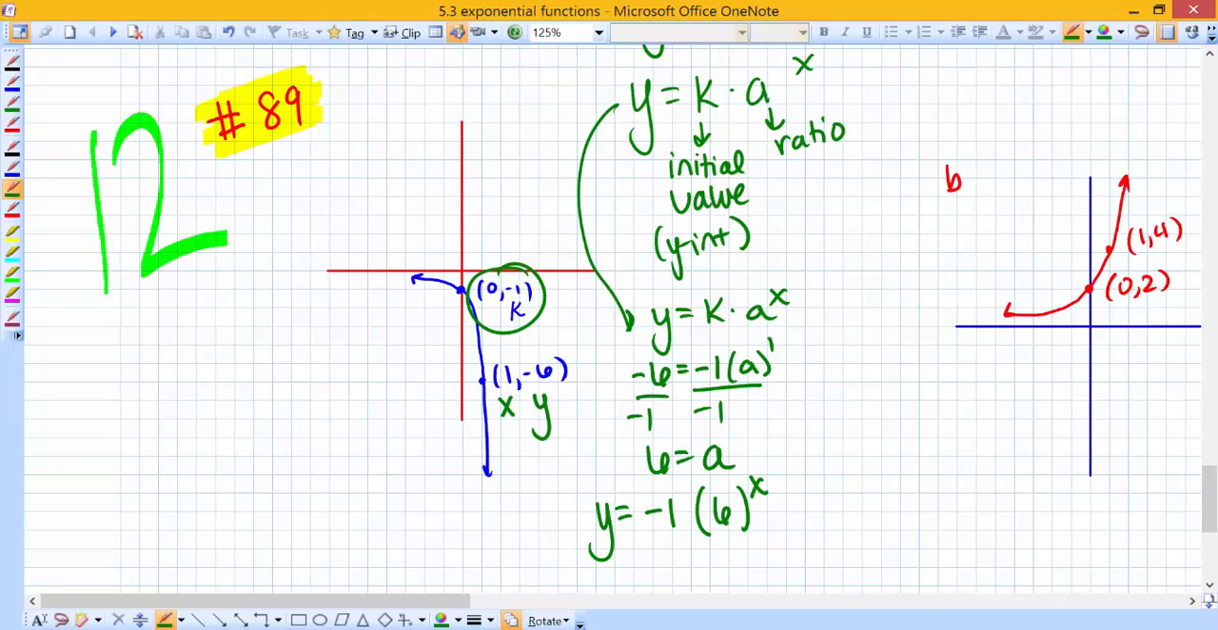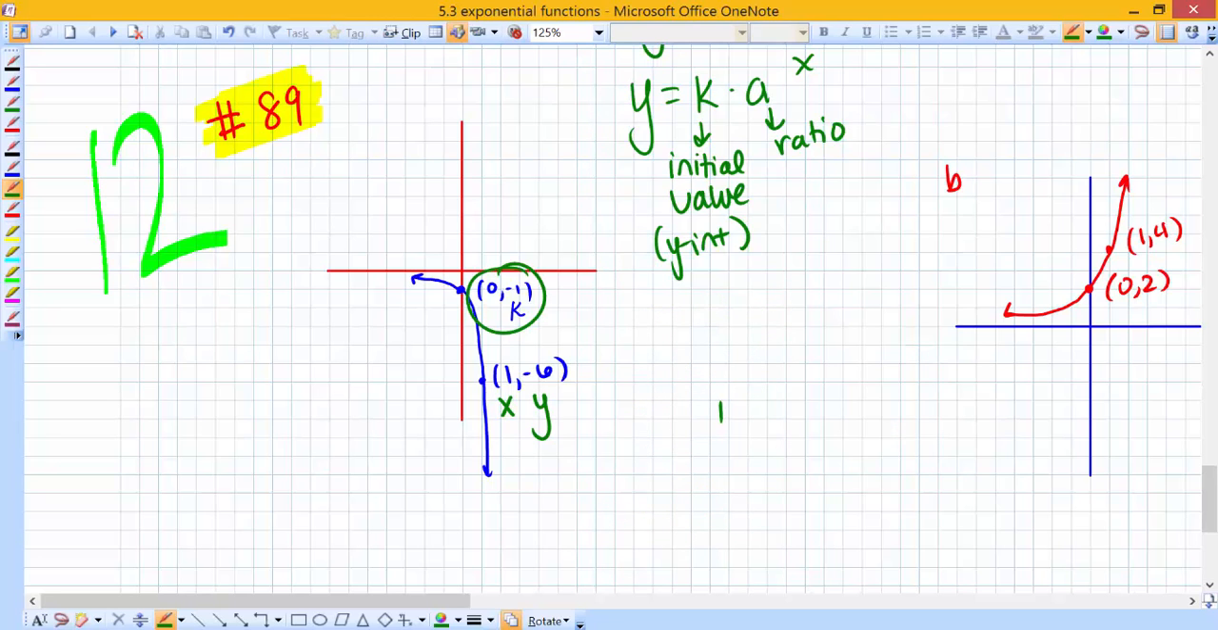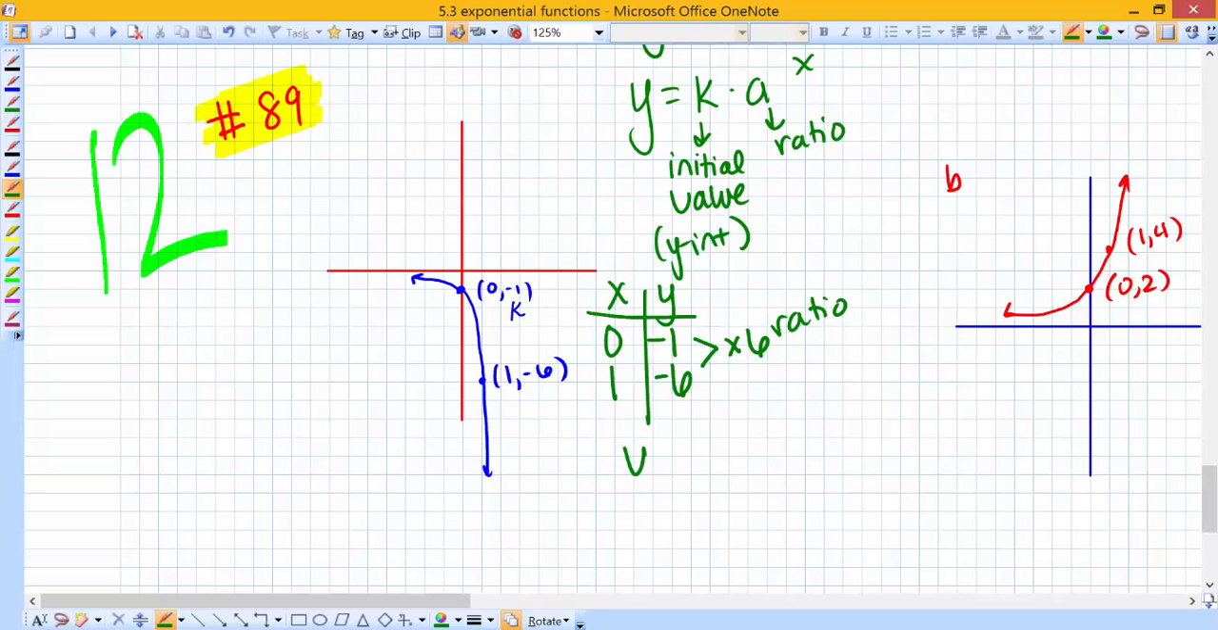It's not difficult work, but the second way I'm going to show you, you might decide is a lot easier. Now, knowing that k is the initial value of the y-intercept and r is the ratio, I'm going to take these 2 points and I'm going to make a table out of them. When x is 0, y is -1. When x is 1, y is -6. What do we multiply by to go from -1 to -6? We multiply by 6. That's your ratio. So y equals, what was my y-intercept? -1. What's our ratio? 6 to the x.